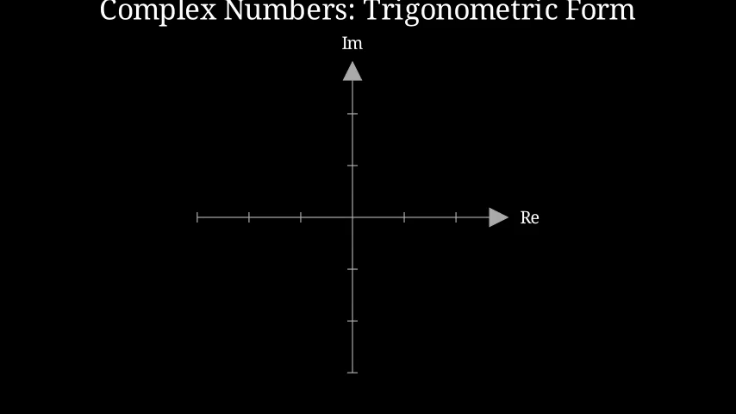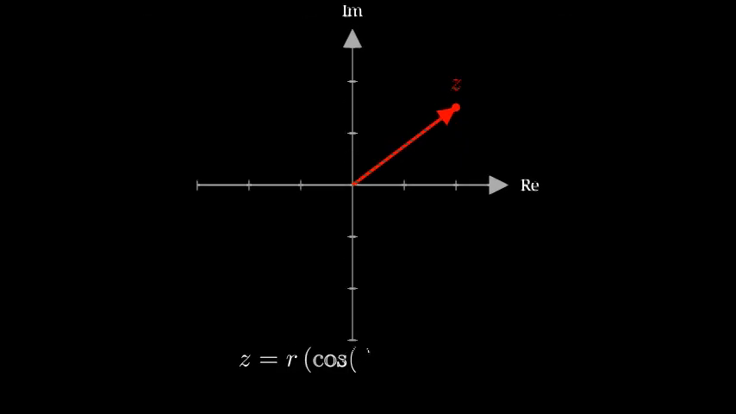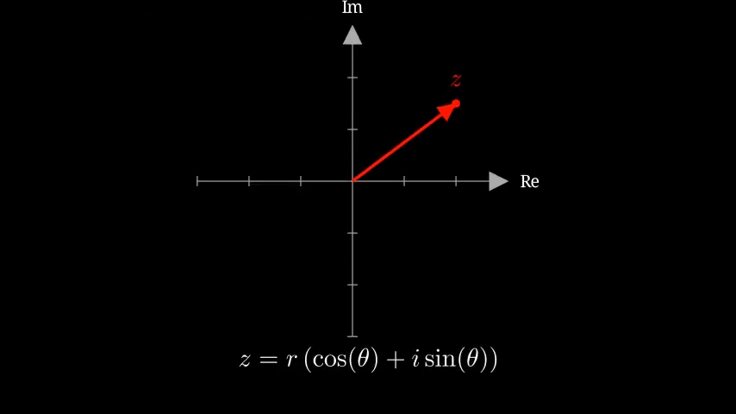The horizontal axis is the real part, and the vertical axis is the imaginary part. We'll place a complex number z with magnitude r and angle theta measured from the positive real axis. In trigonometric form, we write z equals r times the quantity cosine theta plus i sine theta. This highlights the magnitude r and the angle theta.